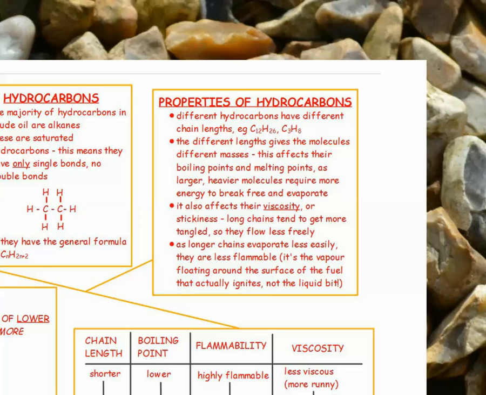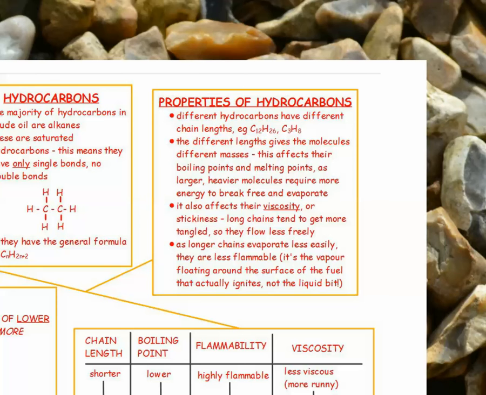Properties of hydrocarbons. Different hydrocarbons have different chain lengths. So, for example, we can have C12H26, which is a much longer chain than C3H8. The different lengths give the molecules different masses. Different masses affect their boiling points and melting points because larger, heavier molecules will require more energy to break free and evaporate from a liquid.